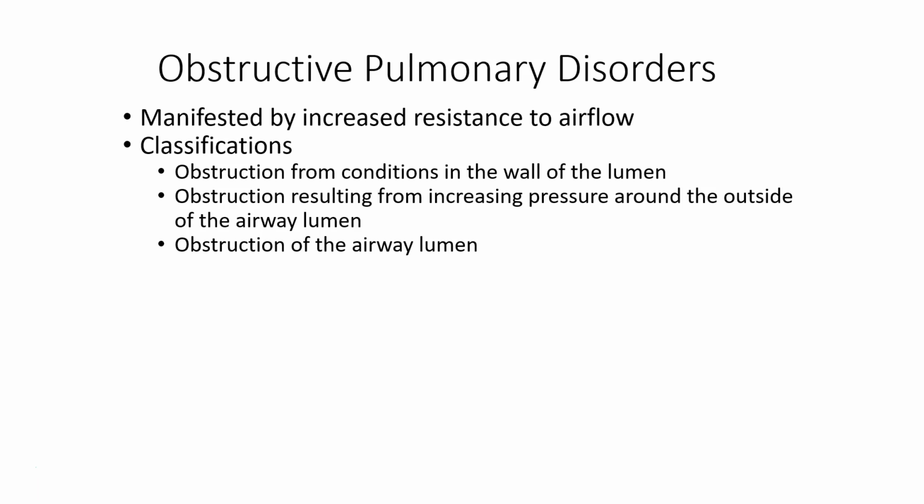So for example, conditions in the wall of the lumen. Things like chronic bronchitis or asthma, where you have inflammation, or in cystic fibrosis, where you have excess mucus, or in emphysema, you get destruction of the walls of the alveoli, which is what you would see there in that third option, obstruction of the airway lumen. Obstruction resulting from increased pressure around the outside of the airway lumen. This can happen as well in some of the obstructive pulmonary disorders, not so much the ones that I have you focus on, but some of the other ones in this chapter as well.